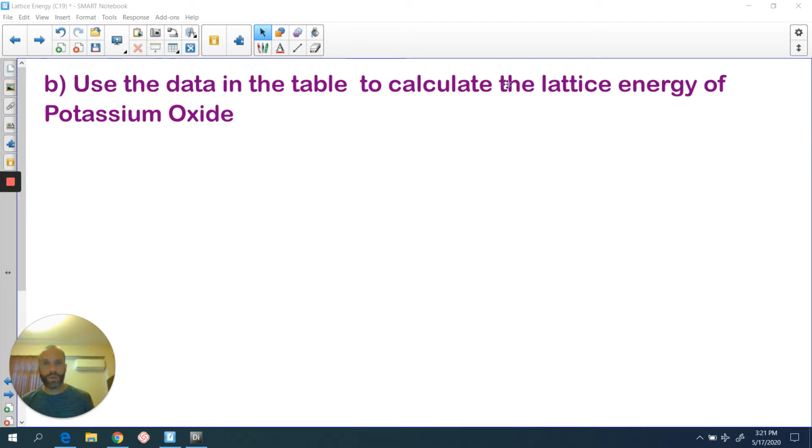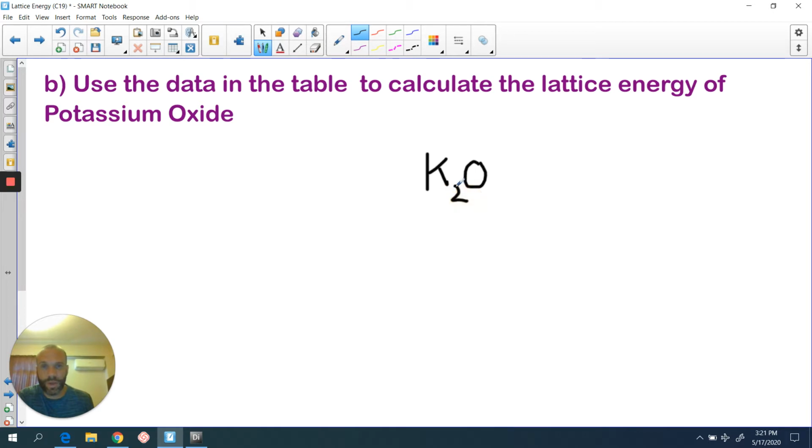Right, so the question asks to calculate the lattice energy of potassium oxide. The first thing I would do is write out the equation that represents the lattice energy of potassium oxide. Potassium being group 1, oxygen being group 6, when these bond in a lattice, you're going to have the formula K2O, because you need 2 plus ions for every 1 2 minus ion. Remember, you're talking about the formation of 1 mole of the lattice. This is going to be a solid. And remember, we're forming these from their scattered gaseous ions.